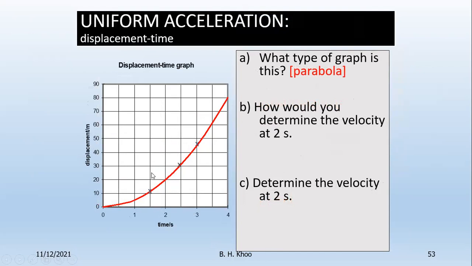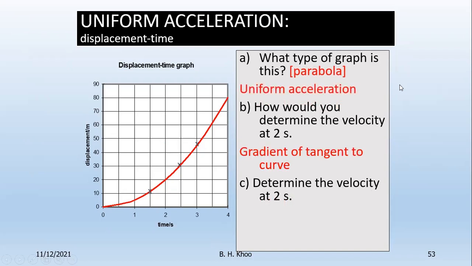And after that, you just sketch the graph. Right? It's a parabola. Okay, to sketch the graph, you just draw the points, put the points there and then draw the graph. How would you determine the velocity at 2 seconds? Right? At 2 seconds, gradient of tangent to the curve. Determine the velocity using a straight line, a tangent to the curve, and find the gradient.